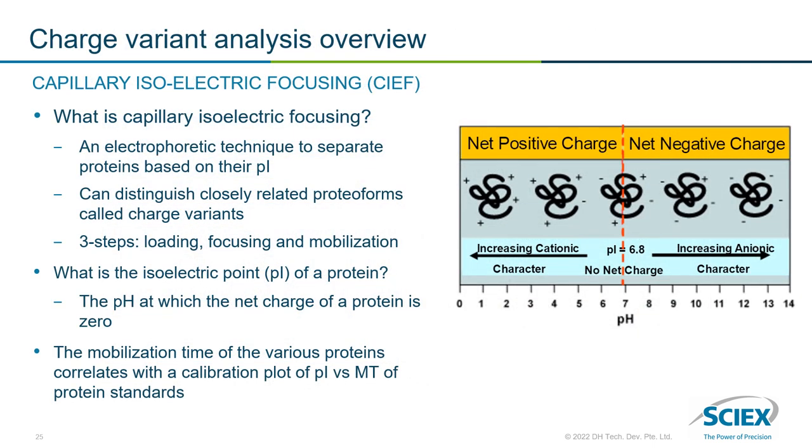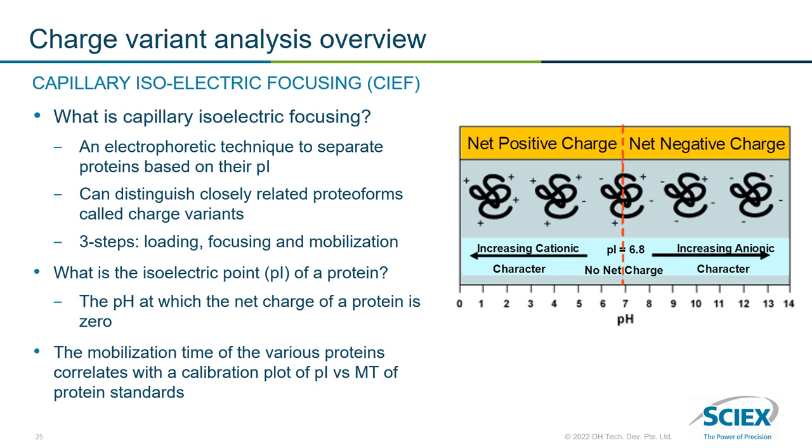Capillary isoelectric focusing is an electrophoretic separation technique that allows us to exploit minor differences in charge characteristics among closely related protein species, or proteoforms, to determine the heterogeneity in our sample. There are three steps to this workflow: loading the sample, focusing the sample to increase the resolution between species, and mobilization of the sample toward the detector.